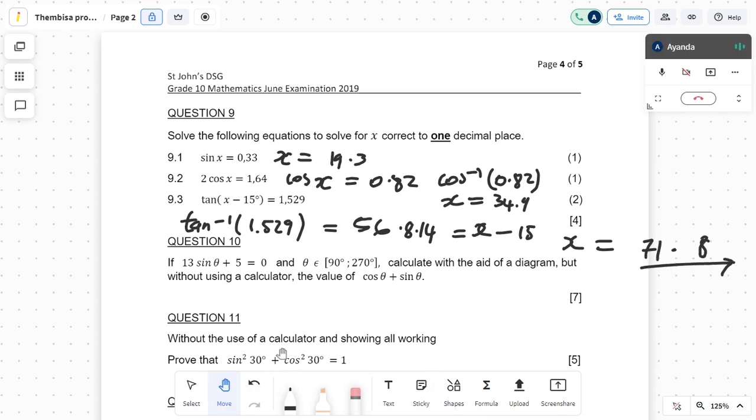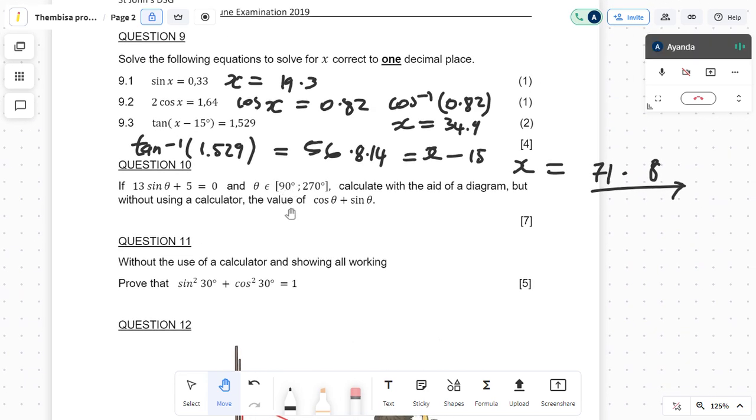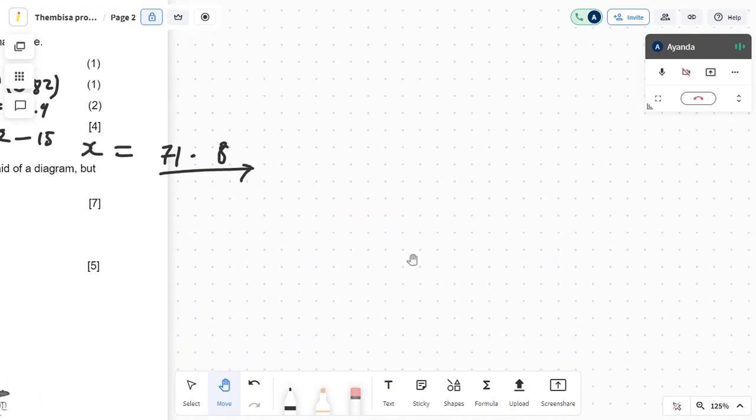Now let's take a look at question 10. Question 10 says if 13 sine theta plus 5 is equal to 0, and theta lies between 90 and 270 degrees, calculate with the aid of a diagram, but without using a calculator, the value of cos theta plus sine theta. Okay, so if it lies between 90 and 270 degrees, that's in quadrant 3.